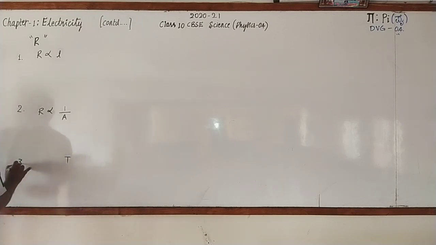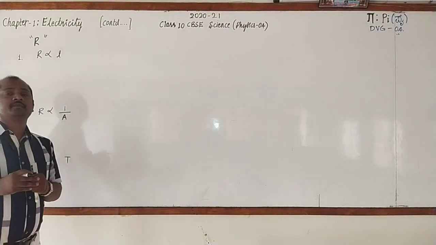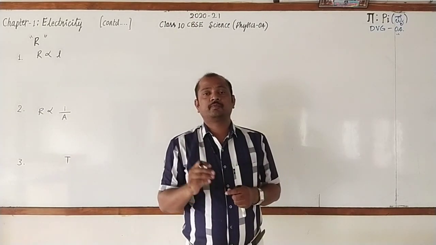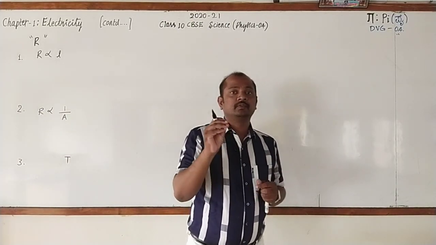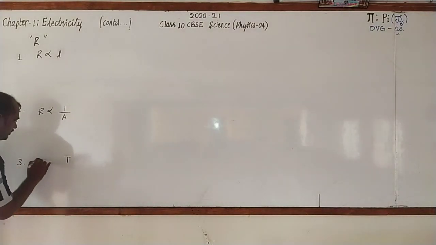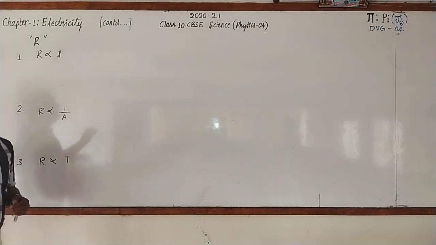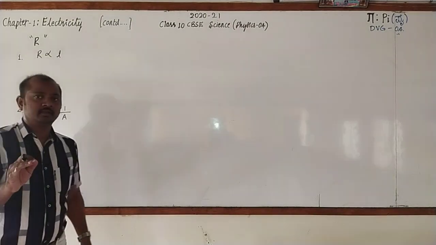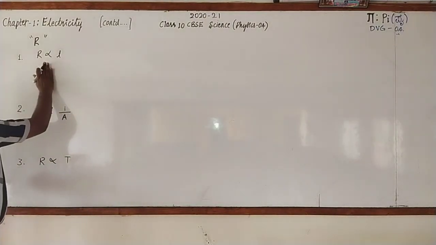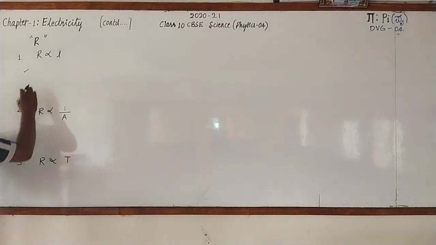And third one is temperature. As the temperature of the conductor increases, electrons will get more obstruction from the atoms. Therefore, electric resistance increases. We can write R is directly proportional to T. And another one is nature of material of the conductor. So, electric resistance is different for different materials. Now, just go through it again. In that, let us discuss some more points.